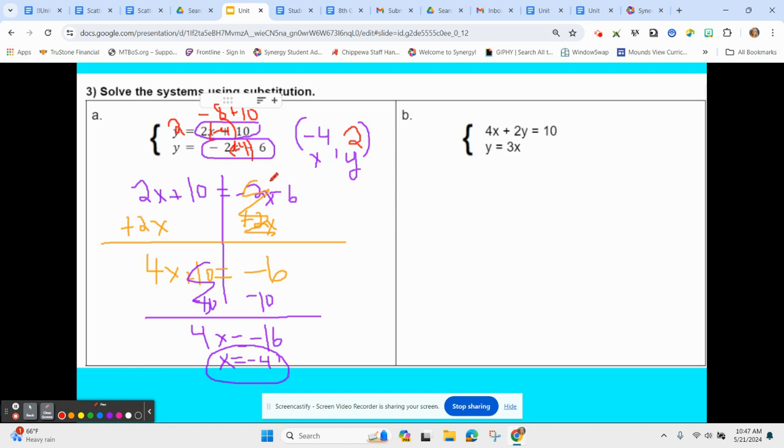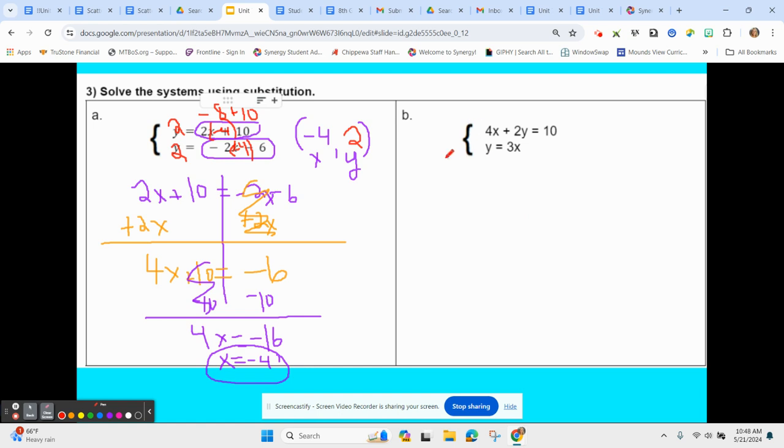And if you didn't trust that, you could do the same thing down here. 4 times 2 is a positive 8. 8 minus 6 also gives you 2. So I've double checked to make sure that that works. Now for our second one, I'm going to get you started on this one since I did one with you.